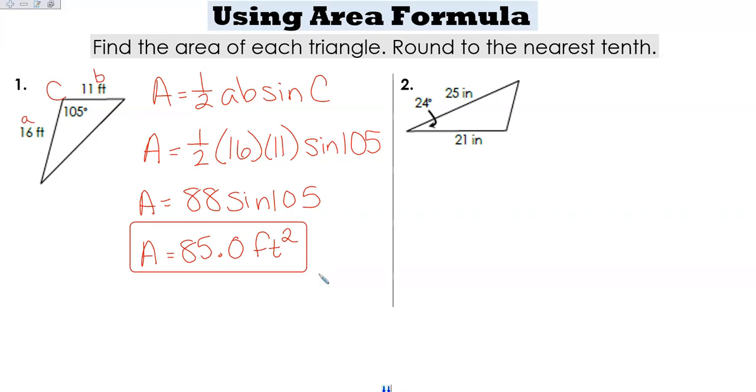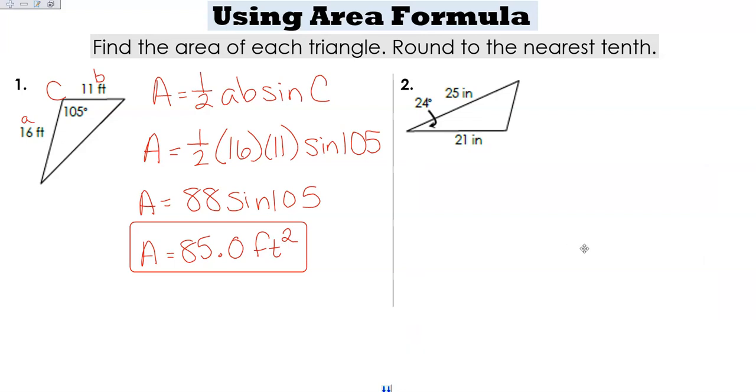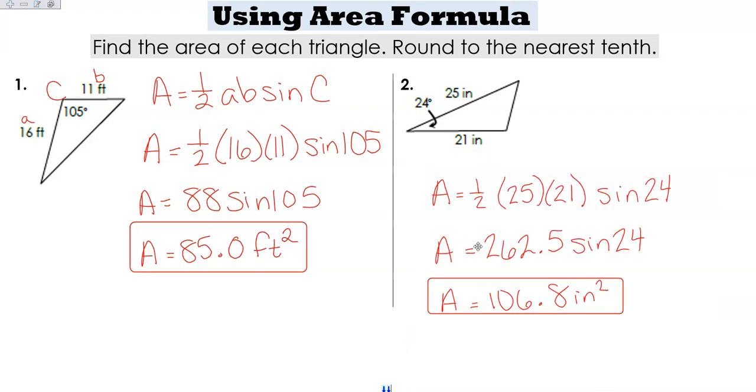Alright, go ahead and try number 2. Pause the video right now and give number 2 a shot. Alright, go ahead and check your answer here. Again, we have that side angle side, so we're doing 1/2 times my sides times the sine of my angle. And again, rounding off to the nearest tenth, do not forget your units squared.